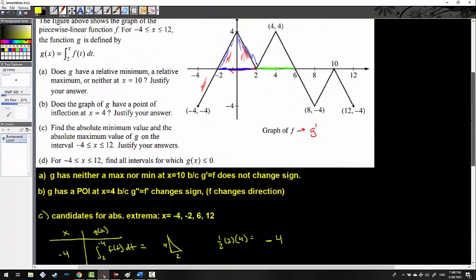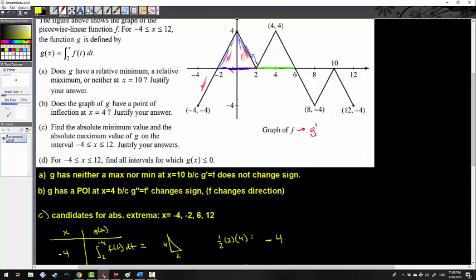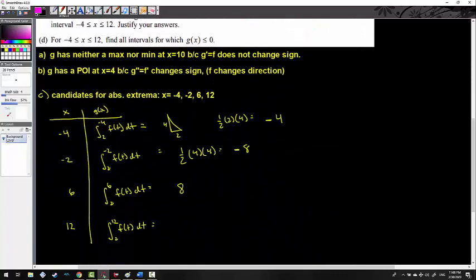And then from 2 to 12, I'll change colors here to purple. This triangle here will cancel with this triangle here, giving you only a negative value. So it looks like 1/2 base, which is 1/2 times 2, times negative 4, should be negative 4. So it looks like these are my winners.